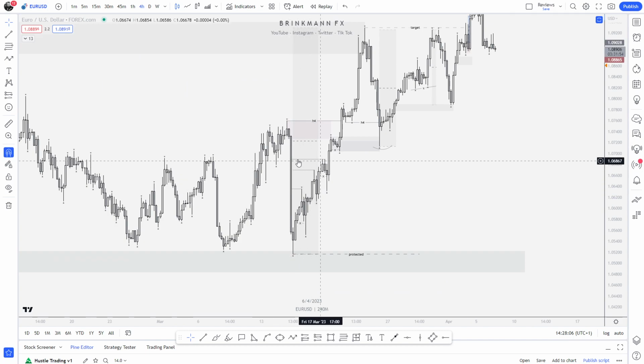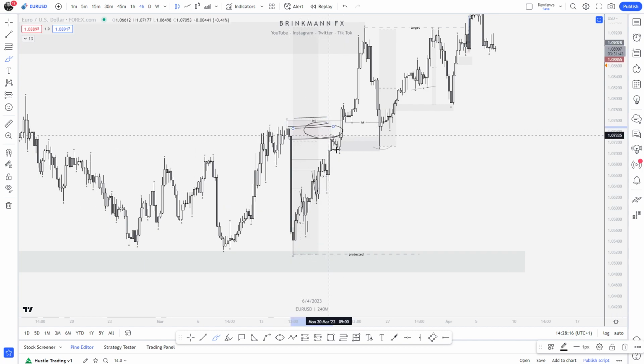So as you can see, I've drawn these lines across, and we can see that these interactions and pullbacks didn't interact with any form of supply to the left. Okay, and then when we have a look here, we can see that we had this interaction to this clear supply level, and then we got the interaction and broke structure.